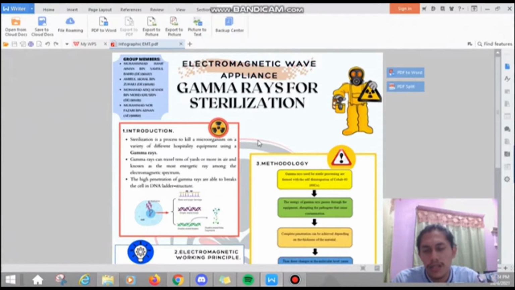Gamma rays are the most suitable rays to use in this process because they can travel tens of yards or more in air and are known as the most energetic rays in the electromagnetic spectrum. A characteristic of gamma rays is that they have a very high frequency, which means they can penetrate all surfaces. The high penetration of gamma rays is able to break the cell's DNA ladder structure.